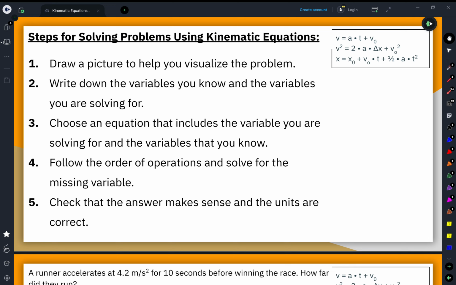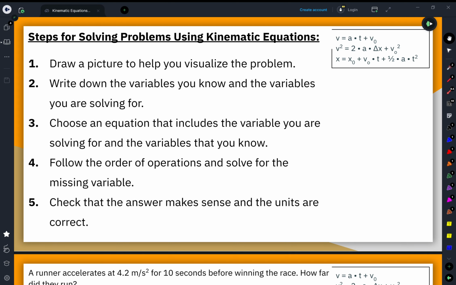Once you've done that, choose an equation that includes the variable you are solving for, as well as the variables that you know. Once you have that, plug it into the equation, rearrange it, follow the order of operations, and solve for that missing variable. And then finally, check to make sure that the answer makes sense, and that if you do the math with the units, the units end up matching what the variable should have those same units of.